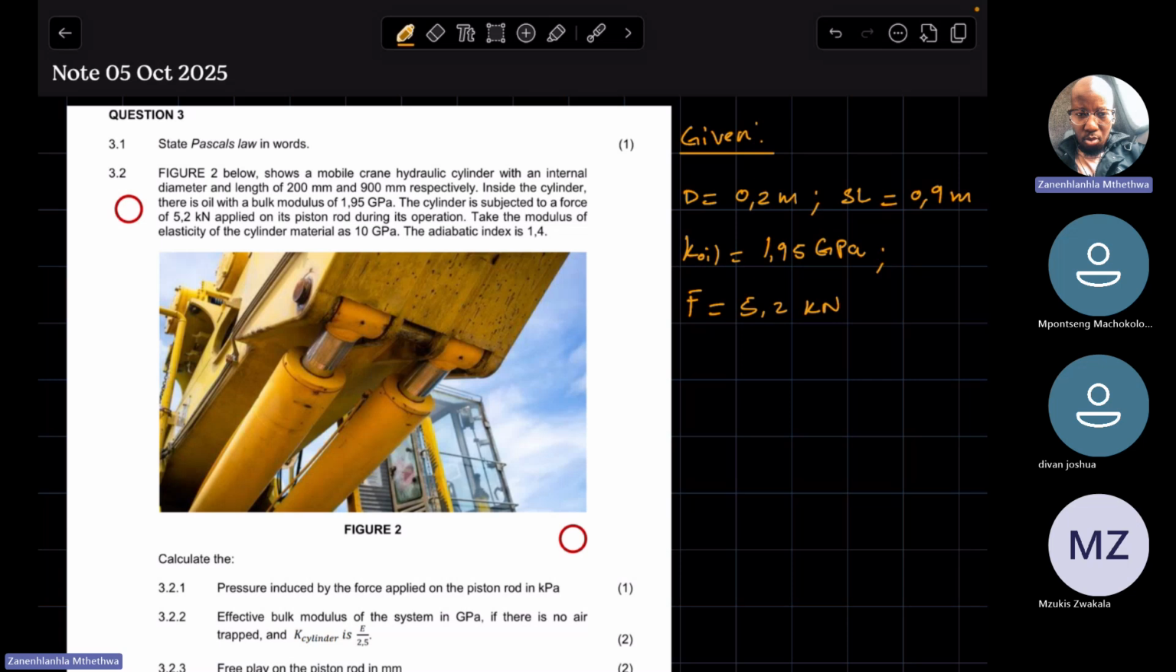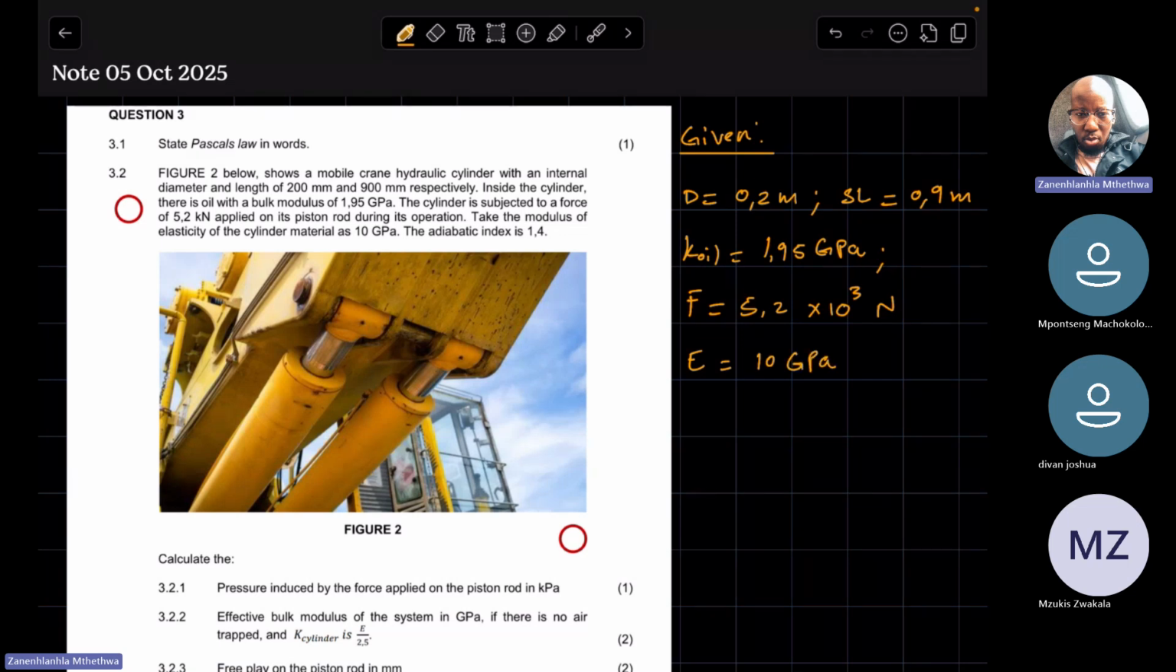In fact, we can do that now. It's fine. So kilo is equal to 1,000. So this times 1,000. So now this is in newtons. During its operation, take the modulus of elasticity of the material as 10. So E of the material of the cylinder is 10 gigapascals.